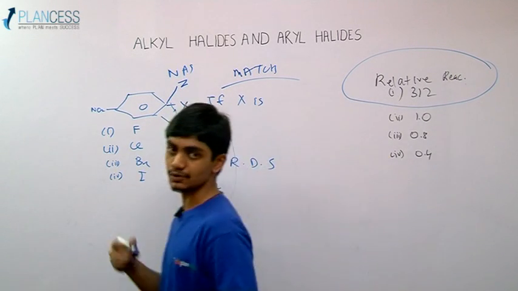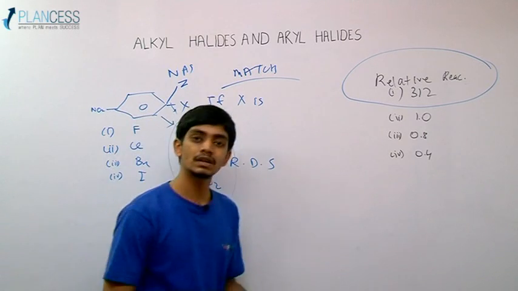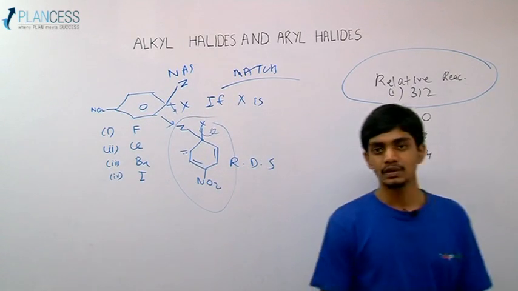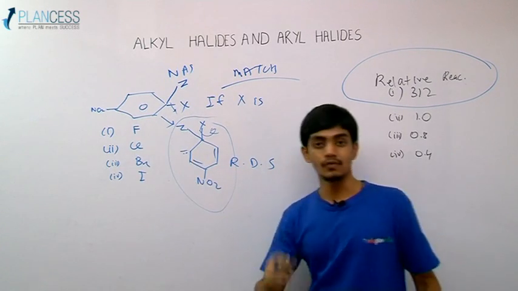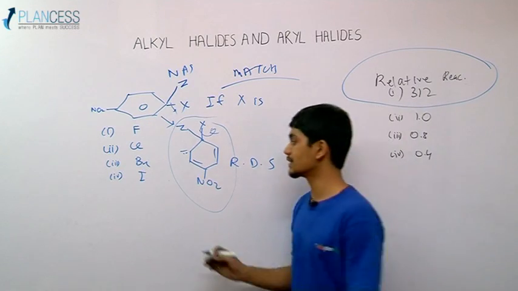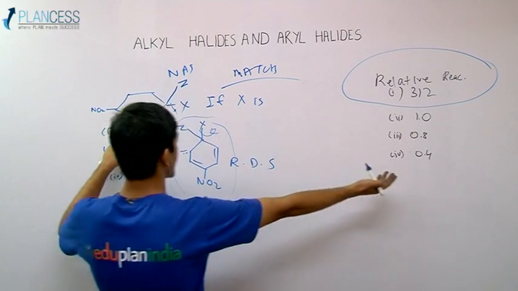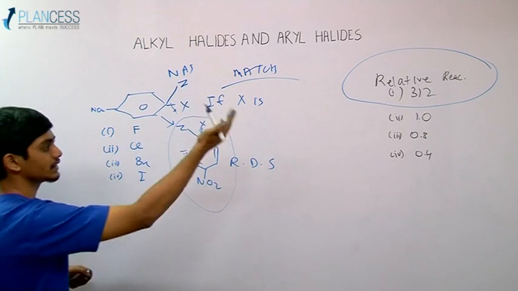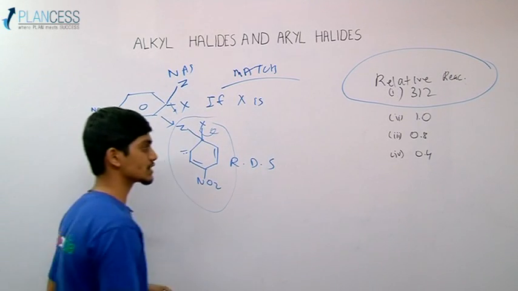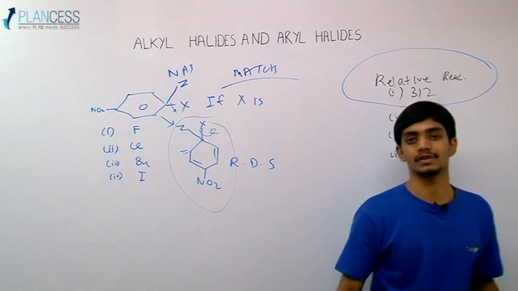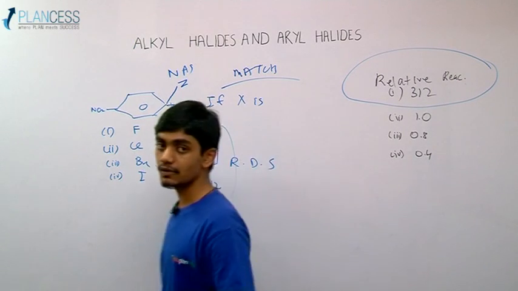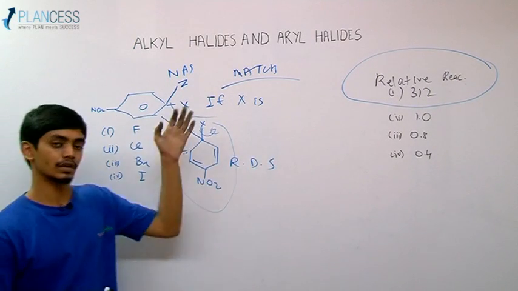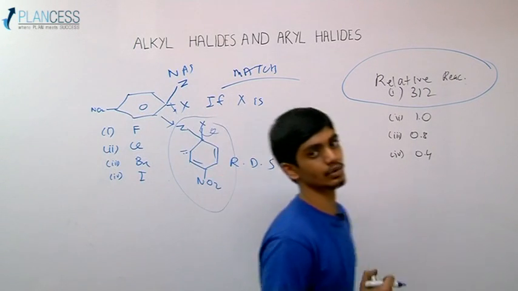Leaving of the X group is the slowest step in the case of SN1 and SN2, and we know that F is the worst leaving group, and hence you will definitely mark F as 0.4, Cl as 0.8, Br as 1.0 and I as 312. But actually the order is just the reverse. Just the reverse of whatever the order is for the normal SN1 and SN2 cases.